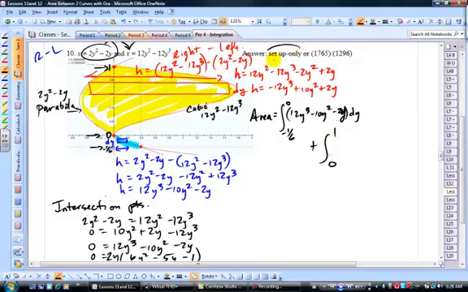I'm going to do setup only here because I'm running out of room. You guys can finish the problem and you can check it with the result up here. From 0 to 1 of right minus left. So that'd be height, which is in red right here, negative 12y cubed plus 10y squared plus 2y, times the width dy. Okay, and there's your setup here.